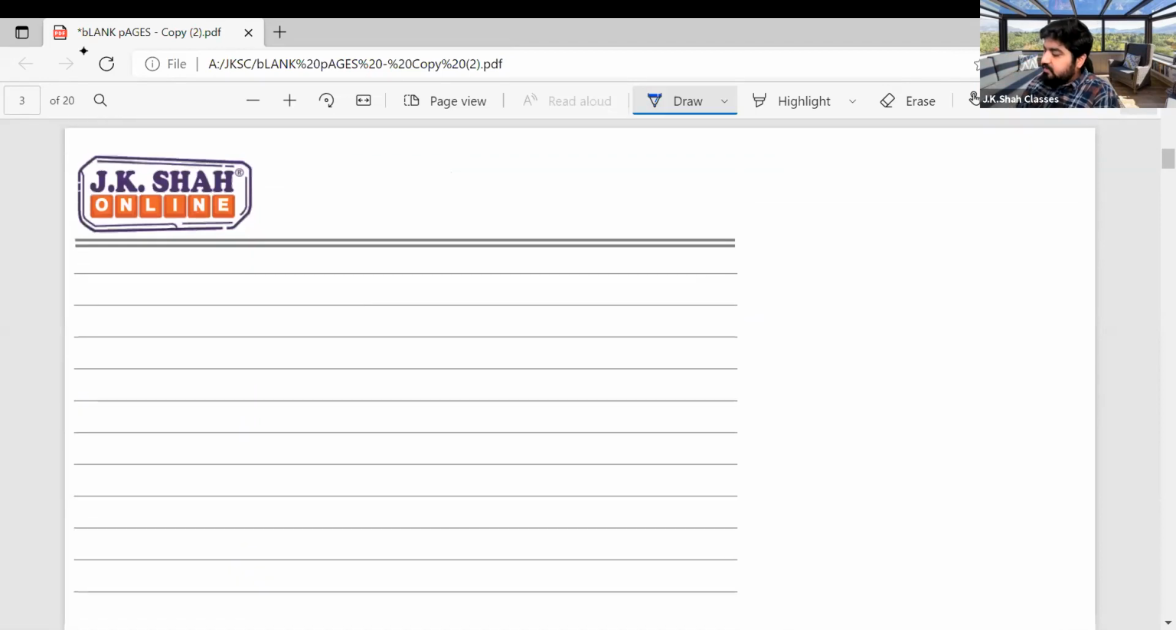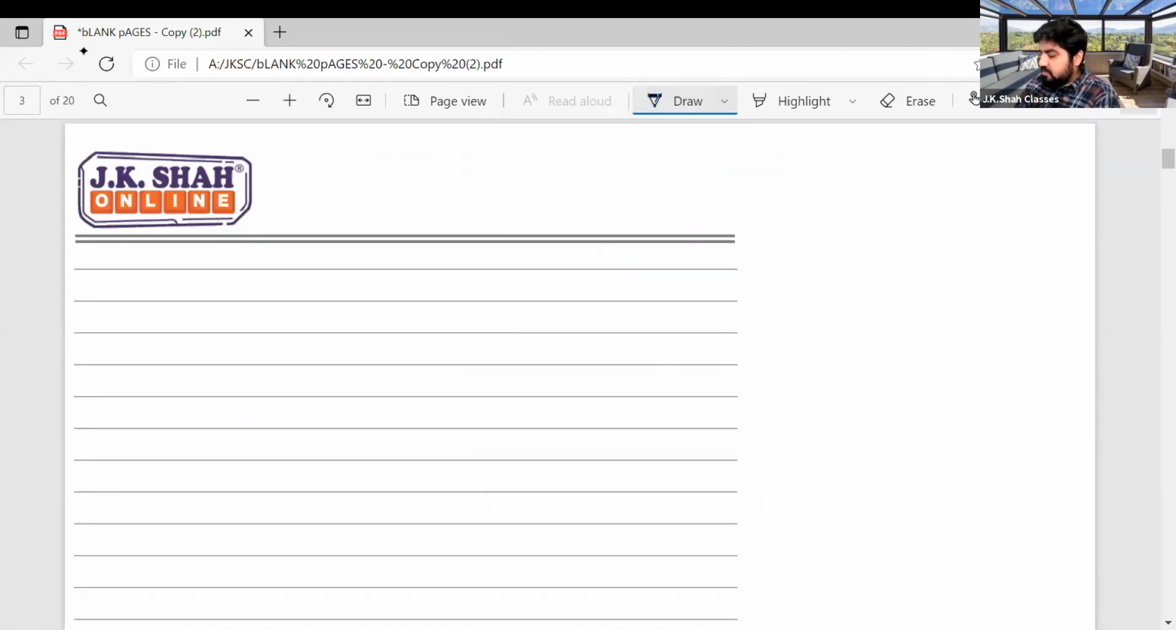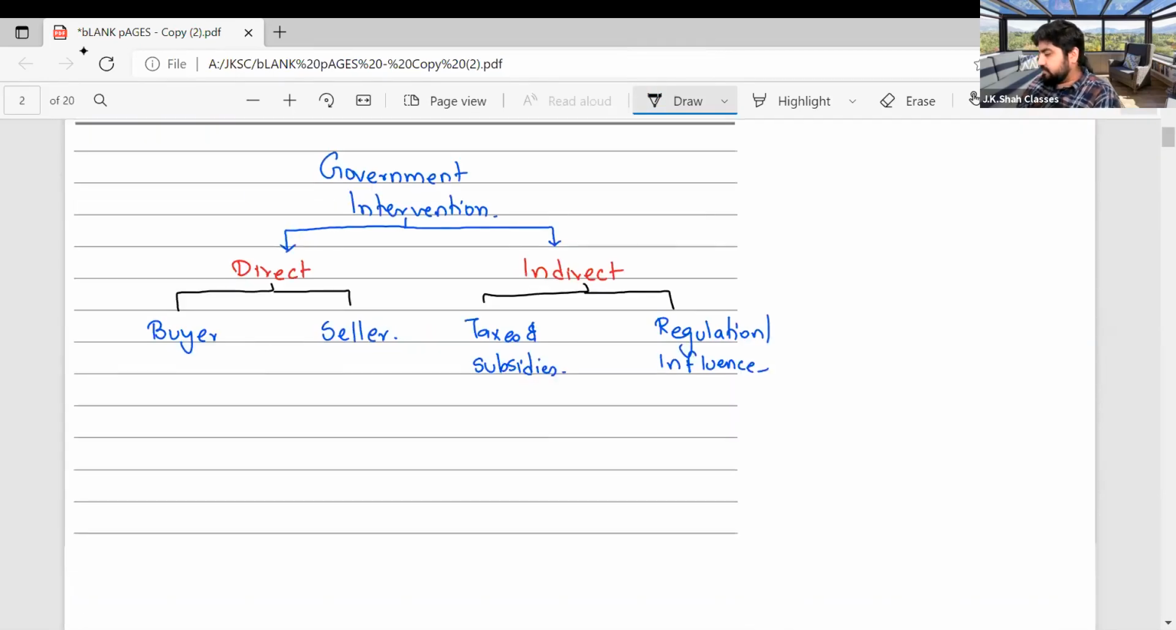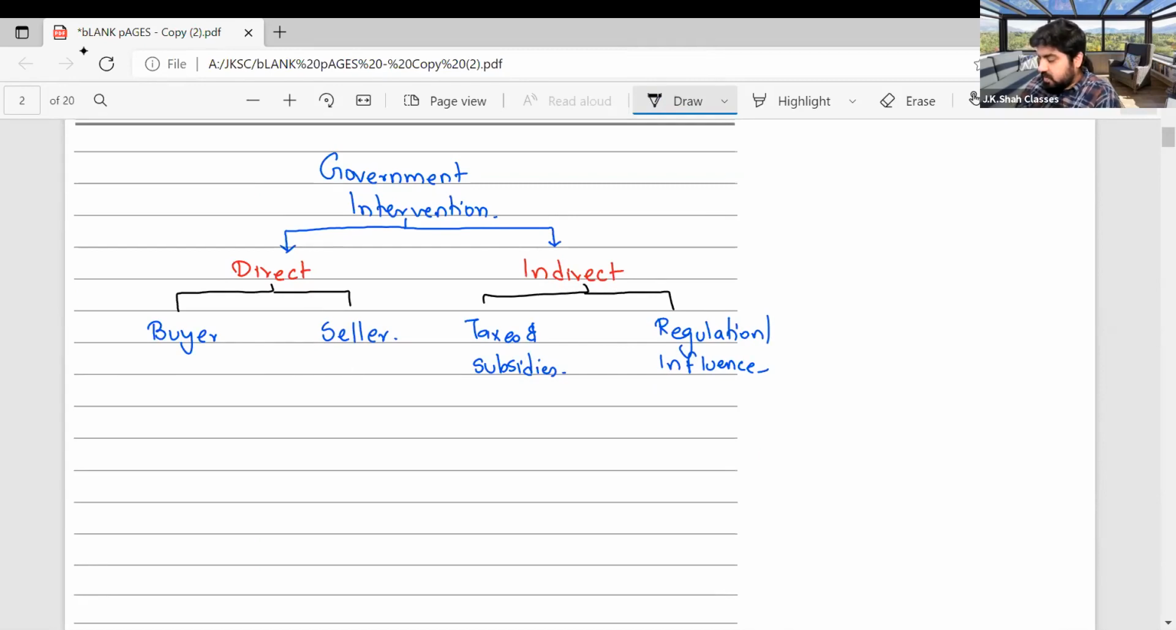Please give the next heading, government intervention to minimize market power. I will show you the previous page, don't worry.